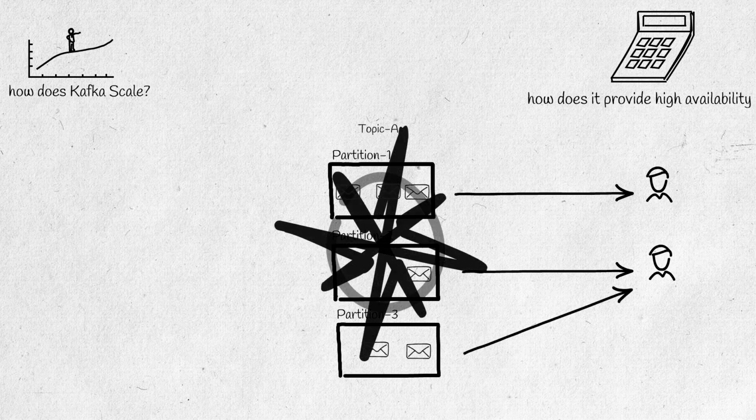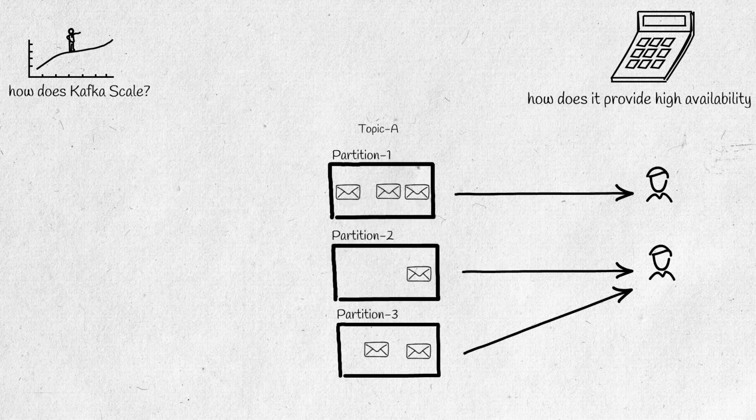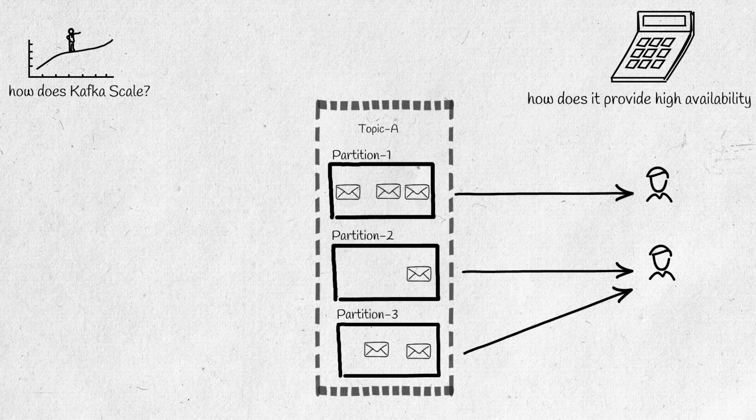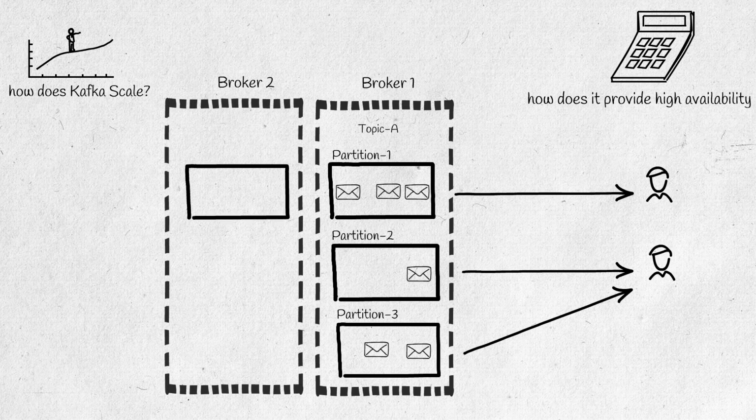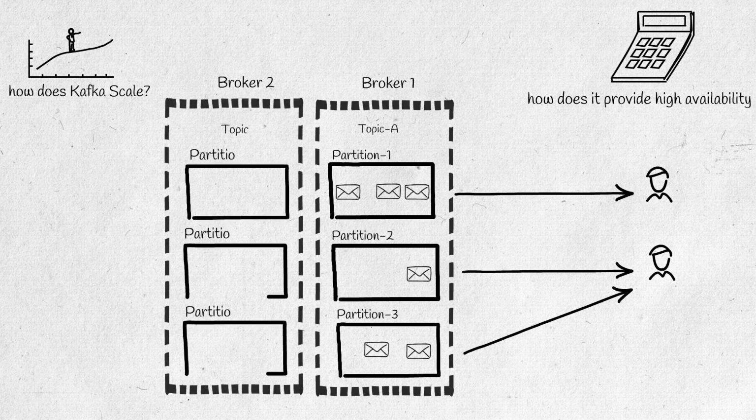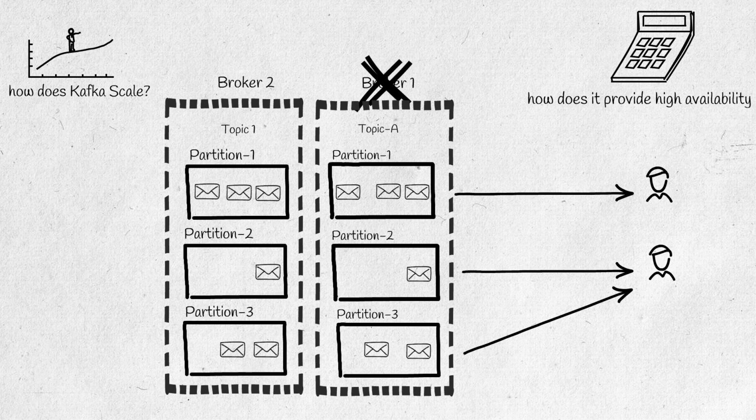What happens if the whole broker goes down? Let's build a broker and call it broker 1. It has all topics and their partitions. When you scale your broker by adding a new node, Kafka will replicate all your topics and their partitions on the other broker as well. In case broker 1 goes down, broker 2 will be available for producers and consumers to send and receive messages.